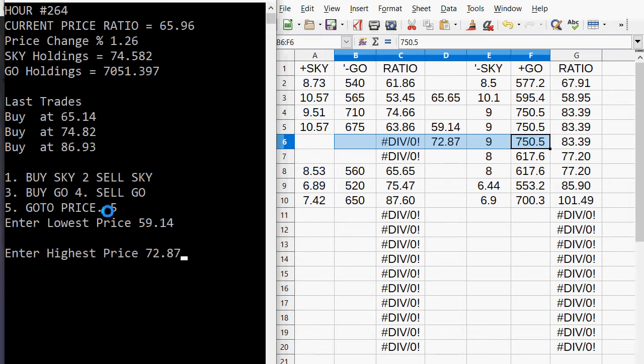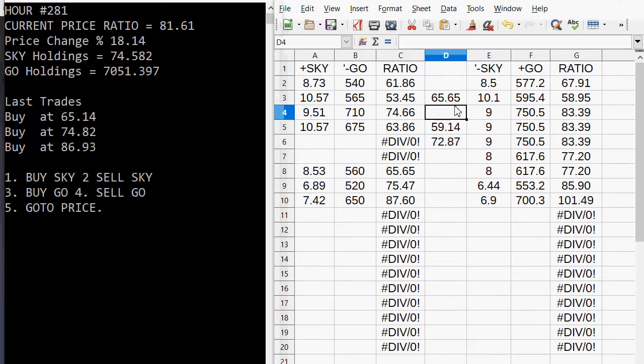We are on hour number 264, so that's 17 additional hours. So a good 3/4 of a day goes by. The ratio goes up to 81.61, and that's phenomenally higher. That's an 18% hour. And at 72.87, would that make me go to a new trade? Yes, I'm going to do two.